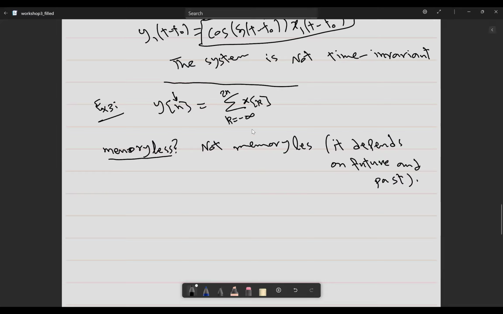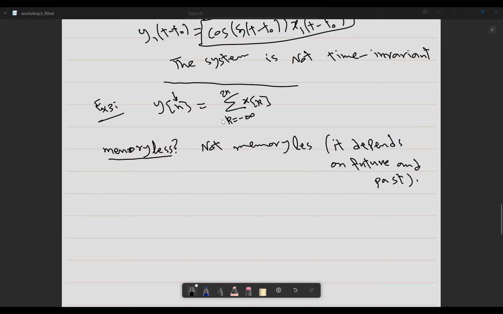The condition here to check is if it depends on future or on the past. In our example here, it depends on both, so it's not memoryless. But one of them is sufficient to say it's not memoryless, if it depends on future or on the past. Is it by future because there are negative k values? No, the negative k values are part of the past.